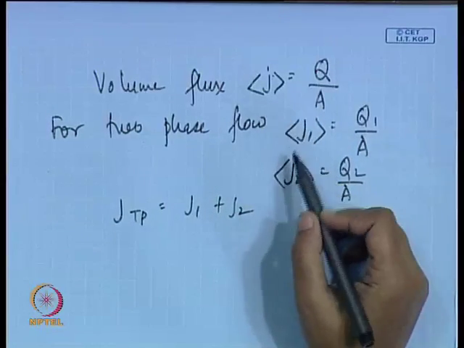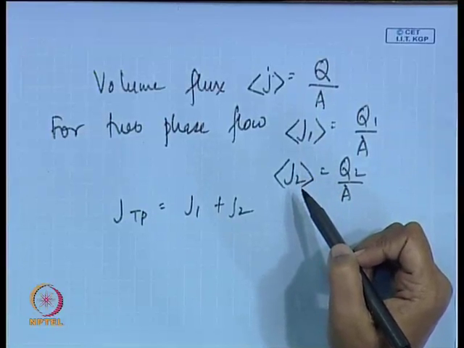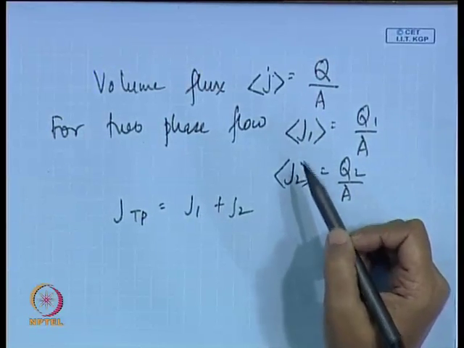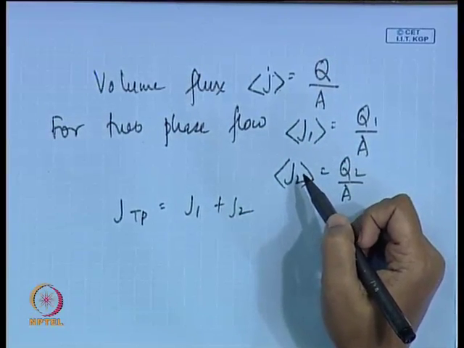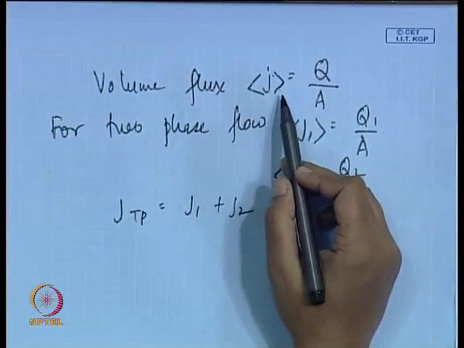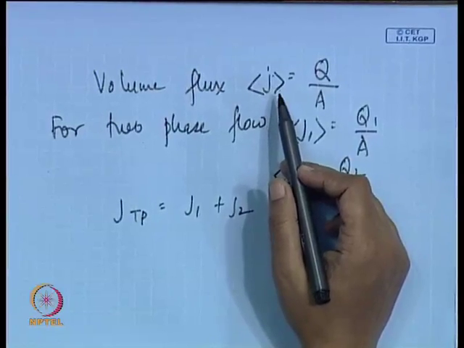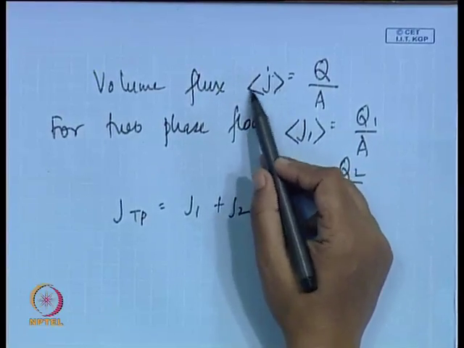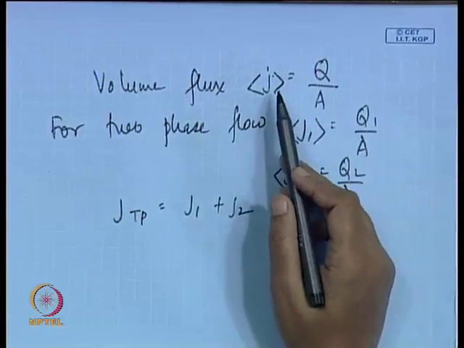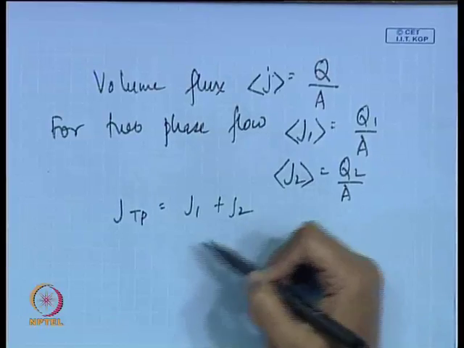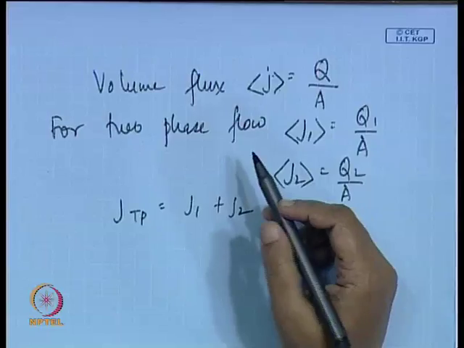So actually we are referring to the area average volume fluxes. Okay? But under normal circumstances we assume that the volume fluxes are more or less constant with area, and therefore, we do not put these averaging signs. But when we are just writing J, J1, J2, we assume that they are just the area average values. Okay. So, please remember this.